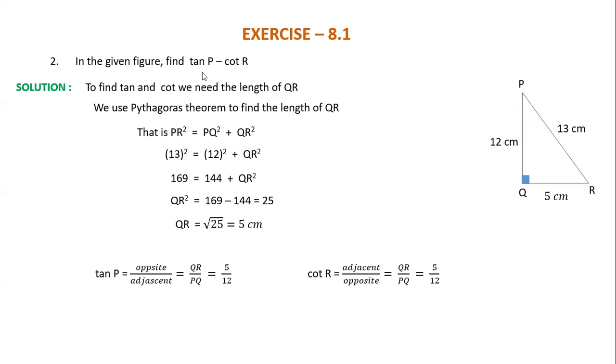Now, tan P minus cot R. So put the values. Tan P minus cot R is equal to 5 upon 12 minus 5 upon 12, which is 0. So tan P minus cot R is equal to 0.